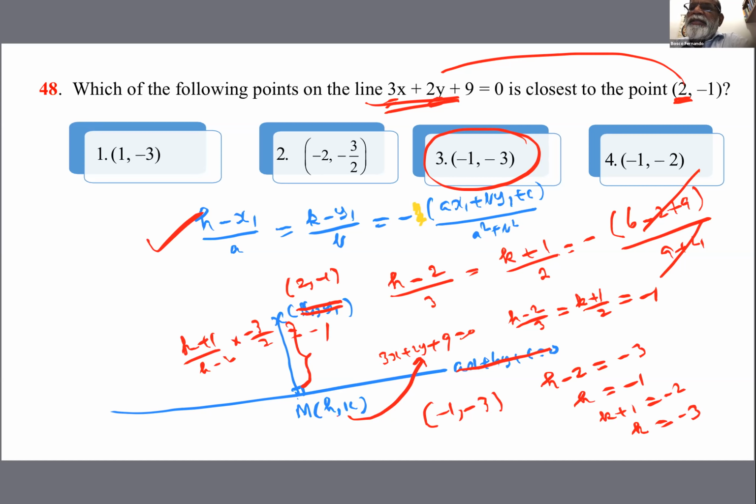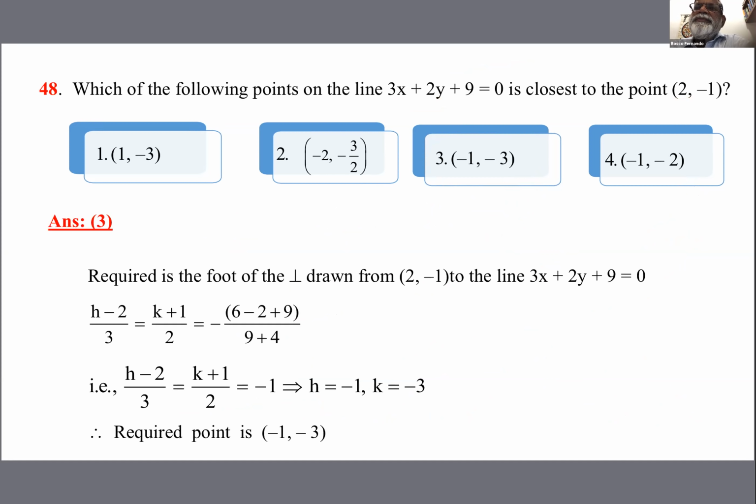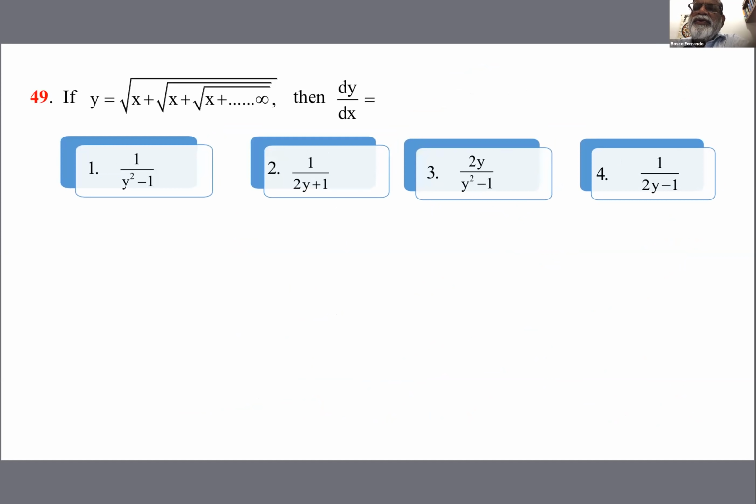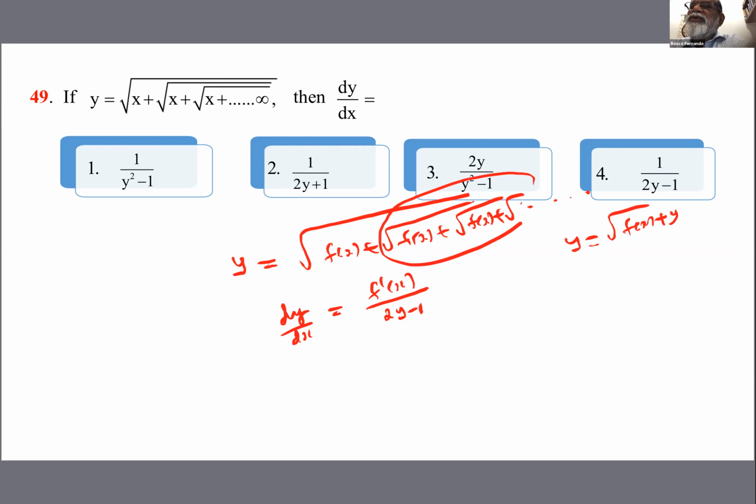So let us go forward. I think you are given the shortcut method. You remember, in one of your classes the teacher has told, if you have y equal to f of x plus root of f of x plus root of f of x and so on, remember dy by dx is equal to f dash of x by (2y minus 1). Because y is equal to root of f of x plus y, the whole lot is y only.